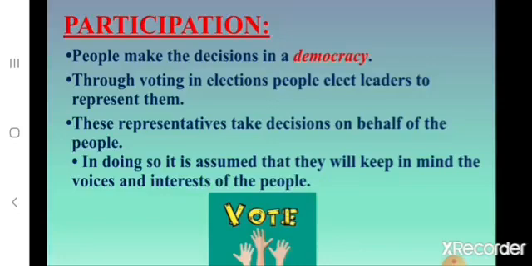Then what do these representatives do? These representatives take decisions on behalf of the people, and in doing so, it is assumed that they will keep in mind the voices and interests of the people. That means we are choosing these representatives so that they will work for the benefit of the people.